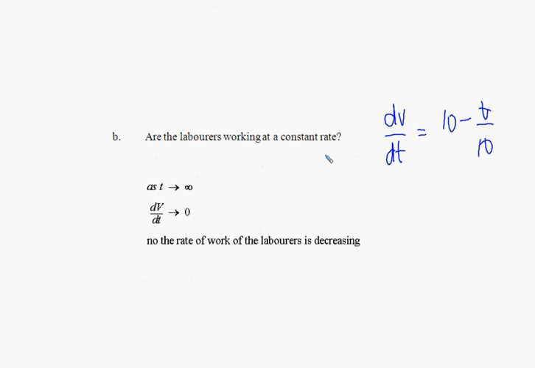Are the labourers working at a constant rate? Well, let's have a look. As t approaches infinity, V'(t) approaches 0. So no, we can say that it keeps decreasing. So the rate of work that they've got is decreasing all the time.